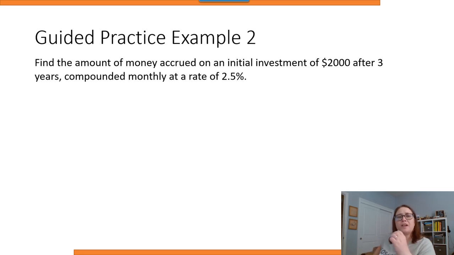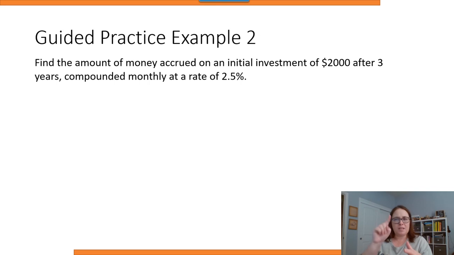So the question asks, find the amount of money accrued on an initial investment of $2,000 after 3 years, compounding monthly at a rate of 2.5%. So they gave me a ton of information there. First of all, they told me it's compounding, so automatically I know I'm using this compound interest formula. They want me to find the amount, so that's going to be the A.